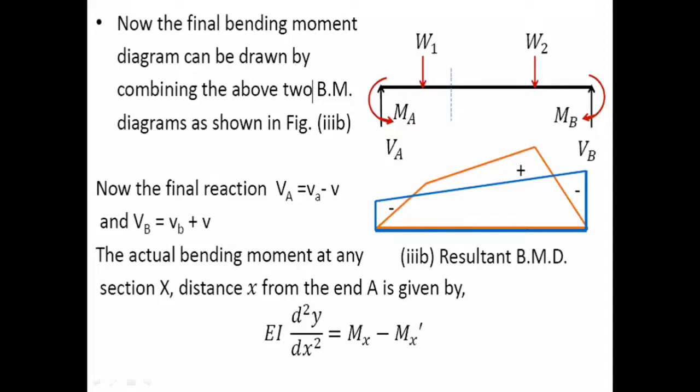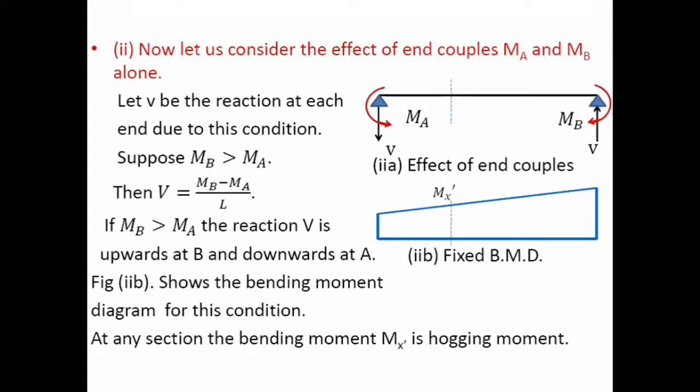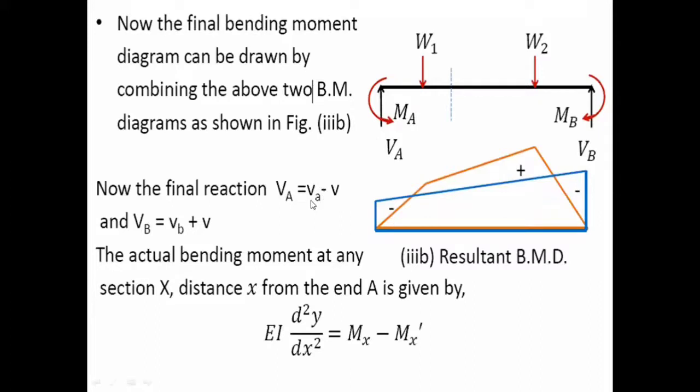What will that be? The final reaction will be the vertical reaction because of external load, which is VA. This is taken as positive because it is an upward reaction. Here you can see the upward reaction VA, and at the same location the vertical reaction because of fixed end moment is V, which is downward, and as it is downward it will be treated as minus. So the final reaction at A is VA minus V, and the final vertical reaction at B is VB plus V. Okay, now these are the reactions.